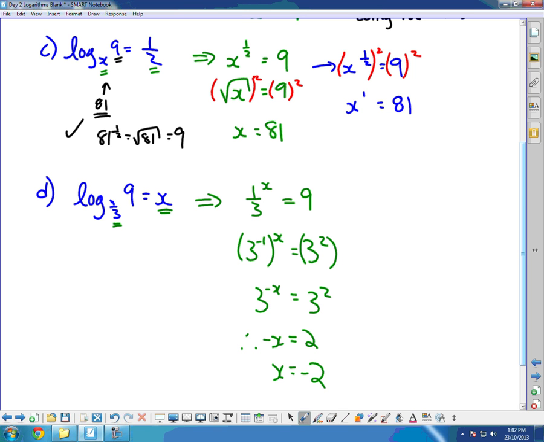Again, I can stop and think of it for a second. What exponent do I put on 1/3 to get a 9? So that would be 1/3 to the negative 2. Well, the negative part tells me to take the reciprocal, and the reciprocal of 1/3 is 3. 3 squared is 9, so it works.